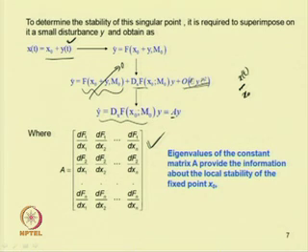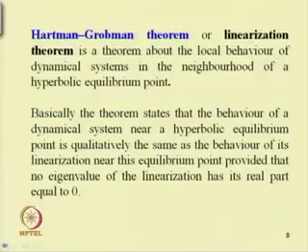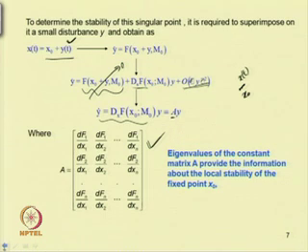After finding these eigenvalues, if all the real parts of the eigenvalues are negative, then the system is stable, otherwise the system is unstable. So, let us take one example. But before that, let us see whether this linearization technique, what we are finding, is valid for all the cases.